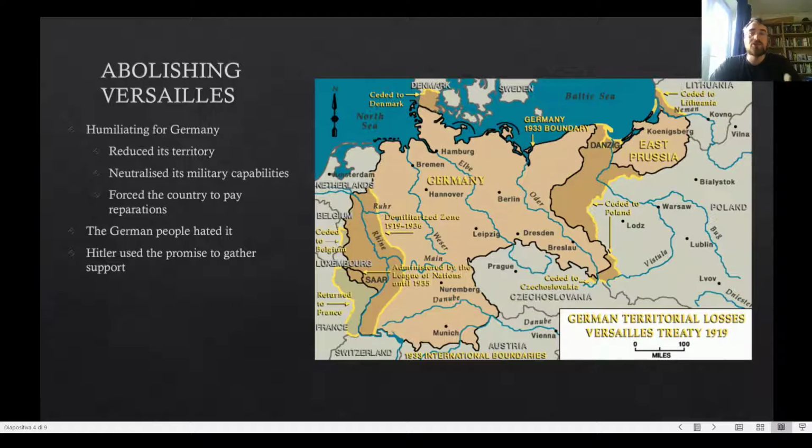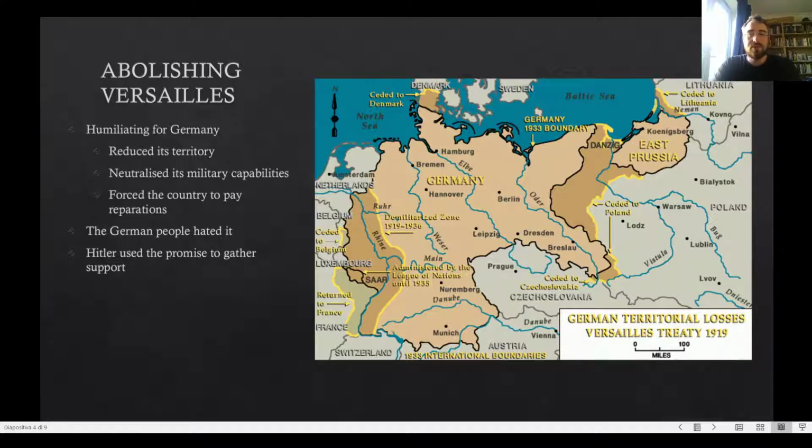The treaty had also emasculated Germany by neutralizing its military capabilities and by forcing the country to pay an unreasonably huge amount of war reparations. By promising not to respect the Treaty of Versailles, Hitler found something the entire German nation could rally behind. It was one of the main reasons why he got voted into office in 1933.